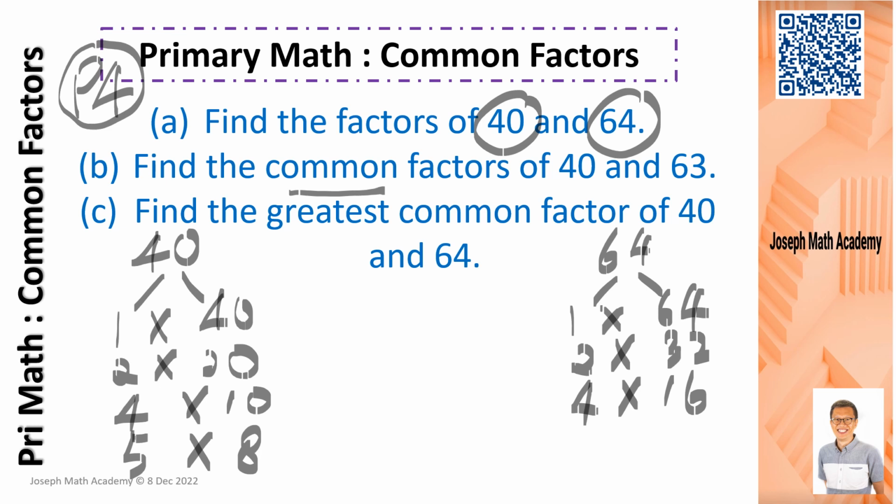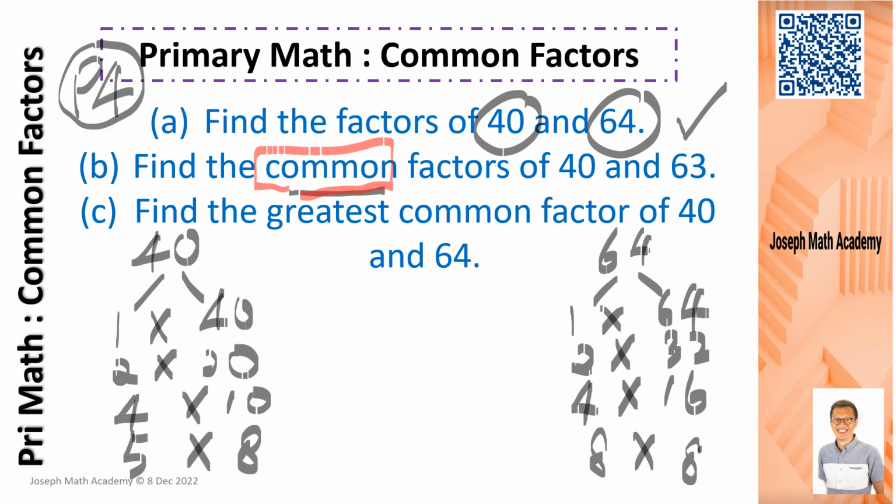So 3 is not a factor of 64. Now 5 is definitely not a factor. 6, oh no, 6 is not a factor because 6 will also give us a remainder when we do division. So the final factor that we have is, of course, 8 itself. 8 times 8 is 64. Now the number 40 has 8 factors. The number 64 also has 8 factors. So we have done question A, we have two lists. One list of factors of 40 and another list of factors of 64. Now, let's move on to part B. We want to know the common factors.